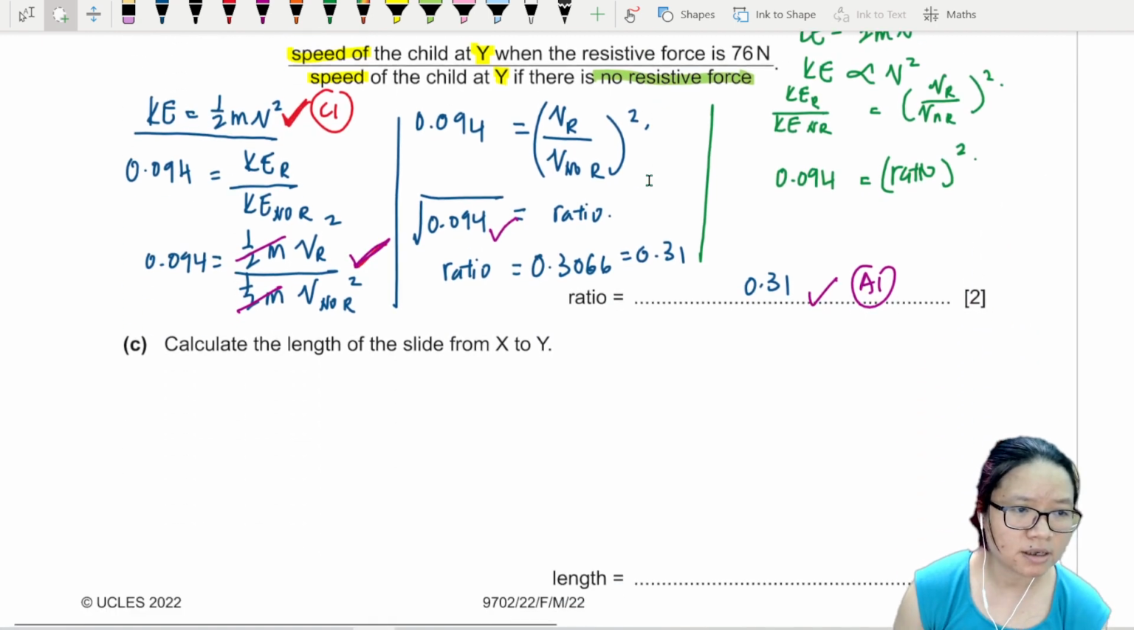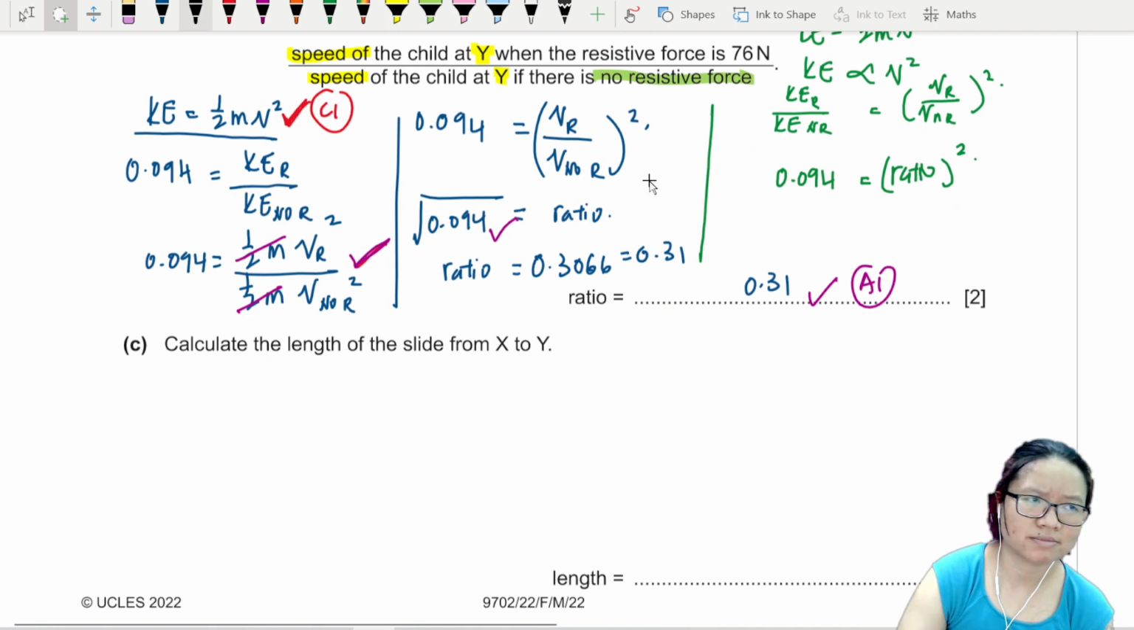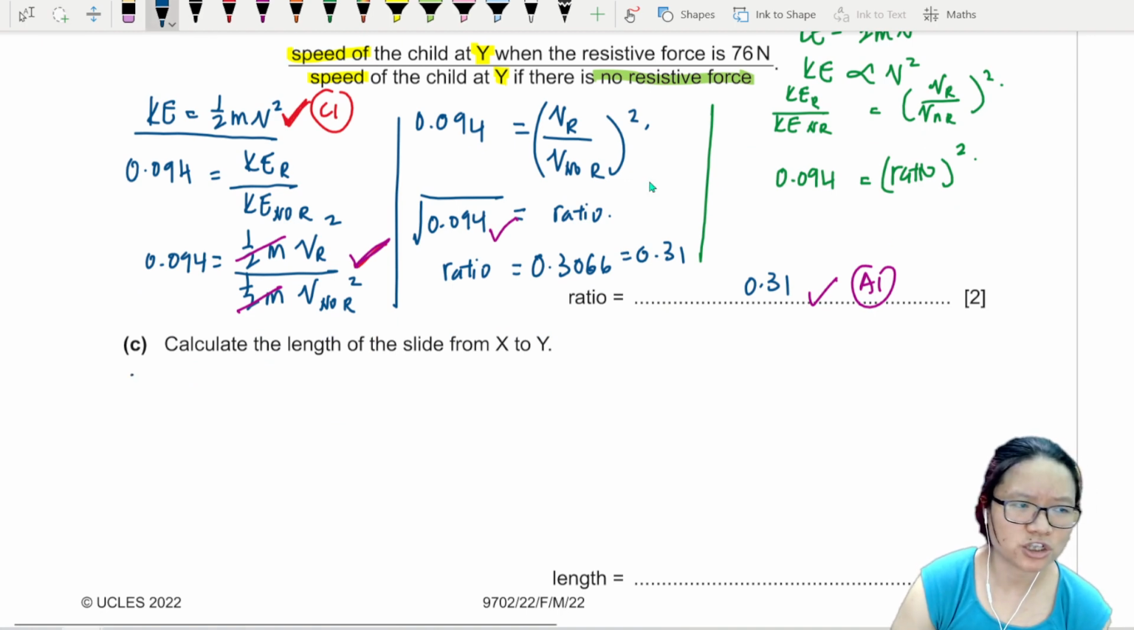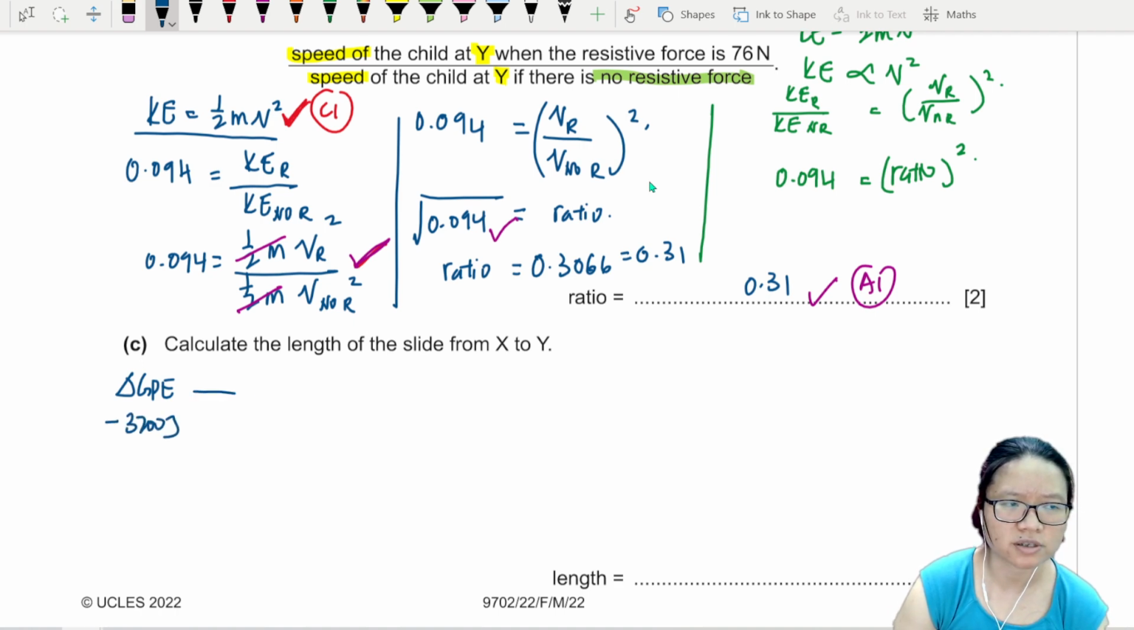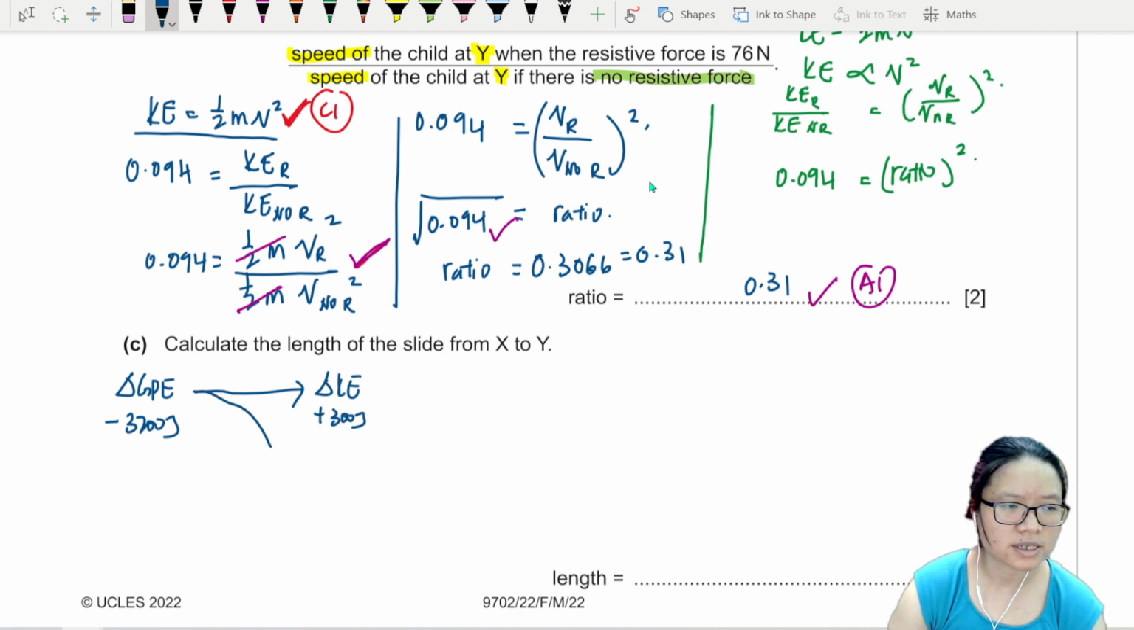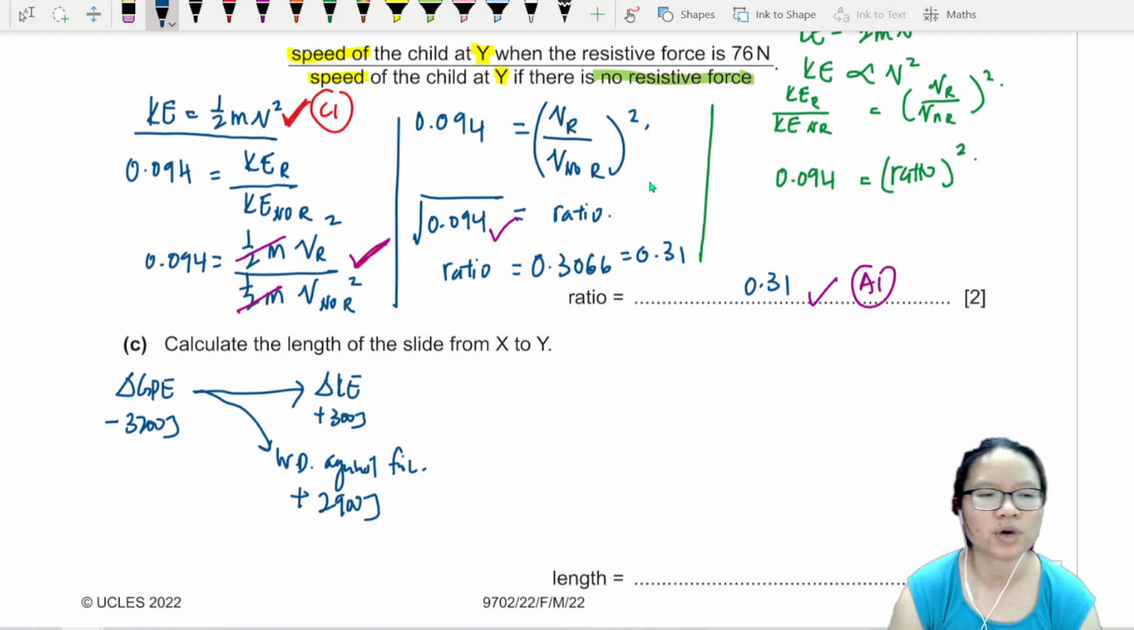Part C, calculate the length of the slide. So if I think about my change in GPE, which is negative 3200 joule, a decrease, all that energy is converted to KE, which is positive 300 joule, and some of it is lost to work done against friction. If you can build this framework and you know what is going on, then they can ask you to find anything, you are okay already.